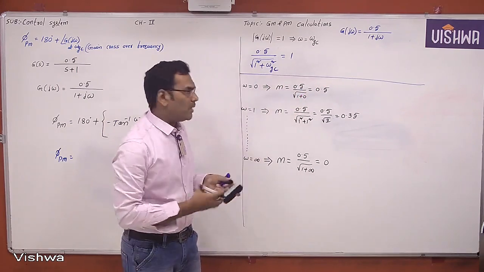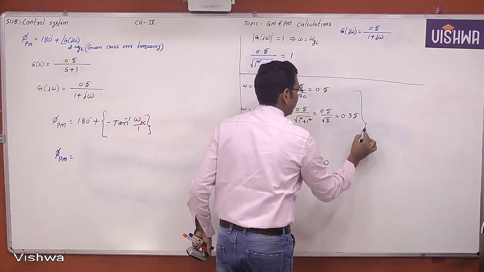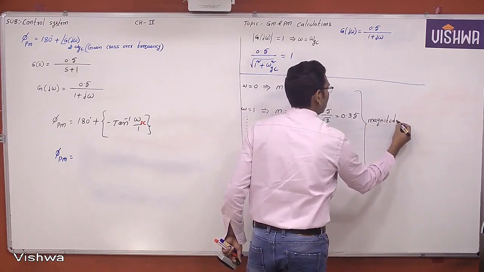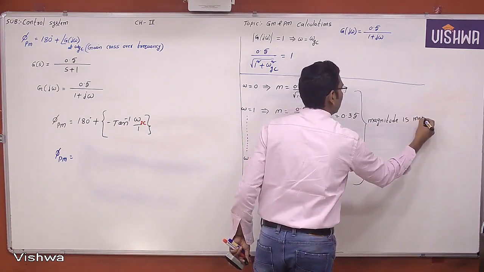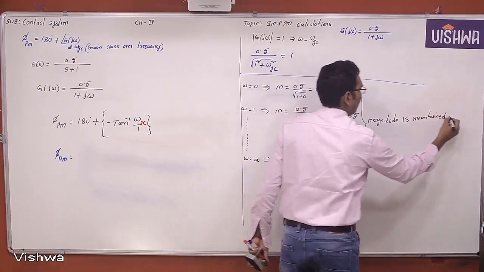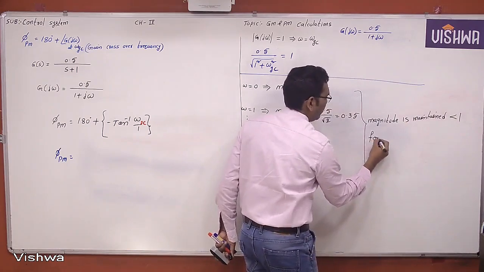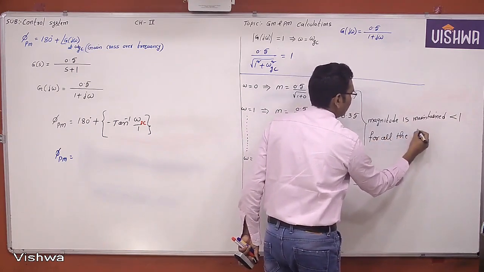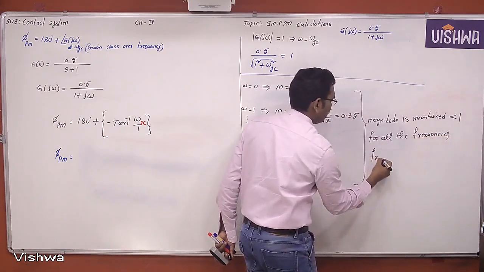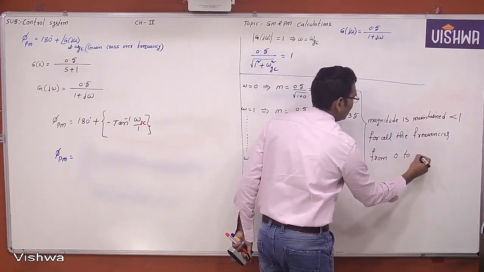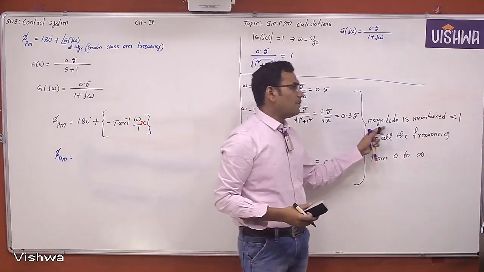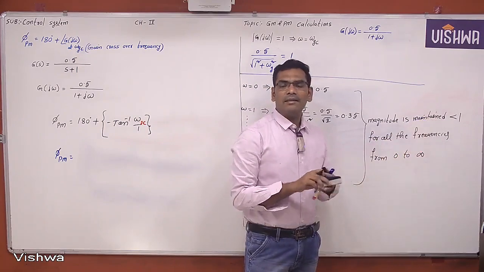to 1. But your magnitude plot is maintained less than 1 for all the frequencies from 0 to infinity. I am substituting all the frequencies from 0 to infinity, but the magnitude plot is maintained less than 1. Then the gain crossover frequency.